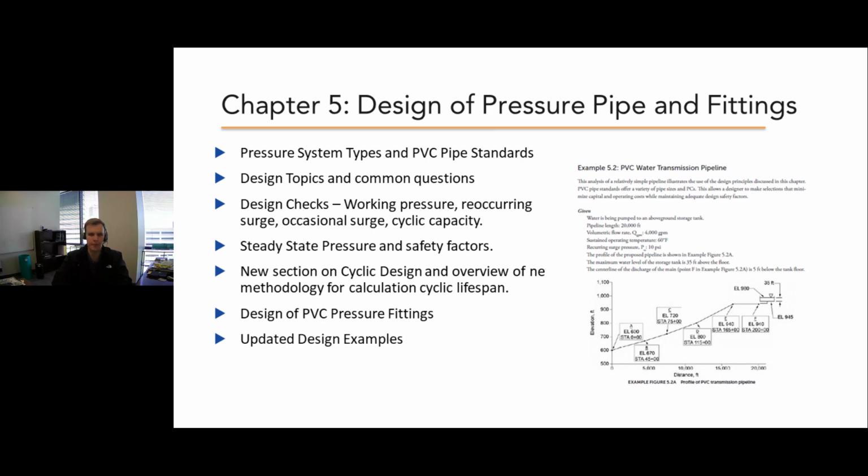pressure system types. So that gets into the working pressure check, checks for recurring surge, occasional surge, and cyclic capacity. An example of that would be, for checking for working pressure, you obviously want to make sure that's lower than the pressure class. Same with recurring surge. There's methodology to calculate for that. And then for occasional surge, PVC has a built-in 1.6 times the pressure class occasional surge allowance. Cyclic capacity, of course, there's that new methodology to calculate the lifespan for.